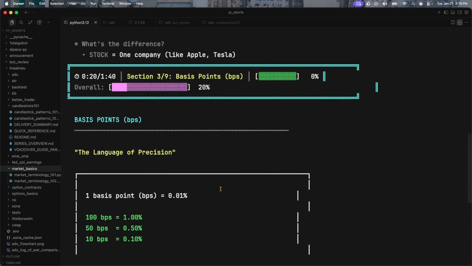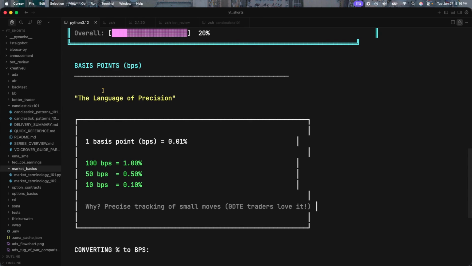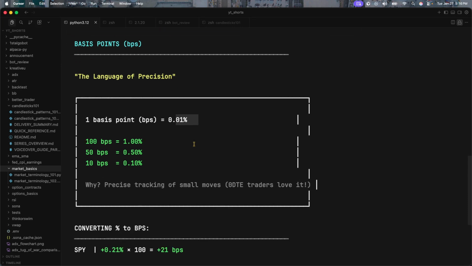So another thing to understand is basis points, or bips, the language of precision. So 1 basis point equals 0.01 percentage points. So 100 bips or 100 BPS is 1%. So every 100 bips is 1%. 50 bips or 50 BPS is 0.50%. 10 bips or 10 BPS is 0.10%.